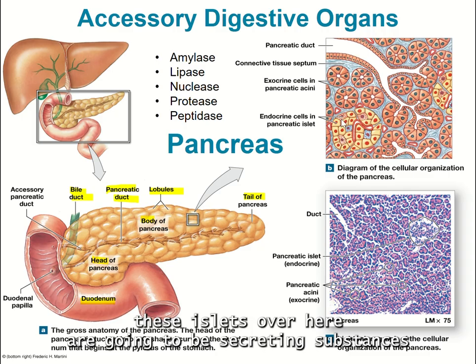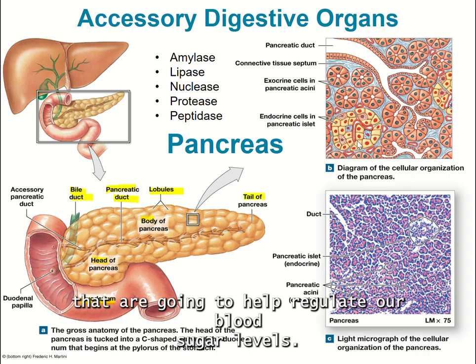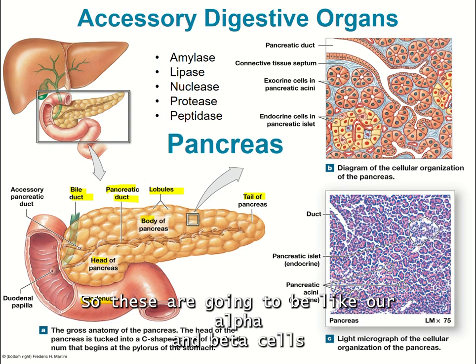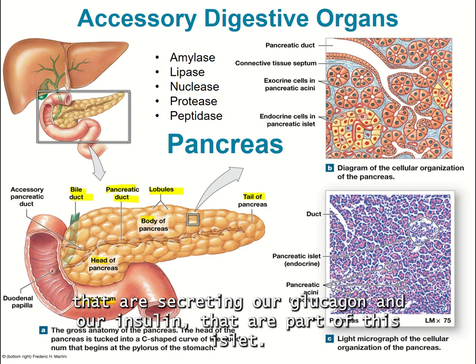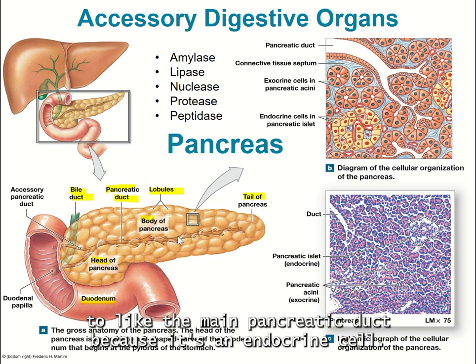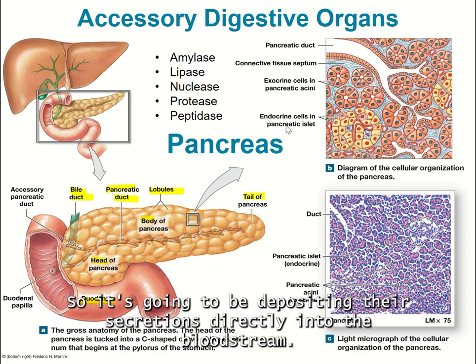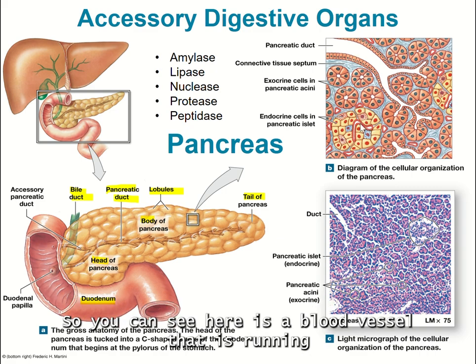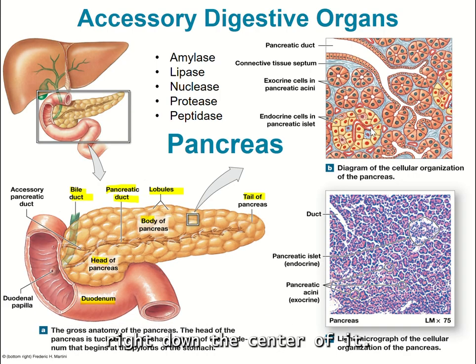These islets over here are going to be secreting substances that are going to help regulate our blood sugar levels. So these are going to be like our alpha and beta cells that are secreting our glucagon and our insulin that are part of this islet. Now, these do not have specific ducts where they're going to be taking it to like the main pancreatic duct because it's an endocrine cell, so it's going to be depositing their secretions directly into the bloodstream. So you can see here's a blood vessel that is running right down the center of it.